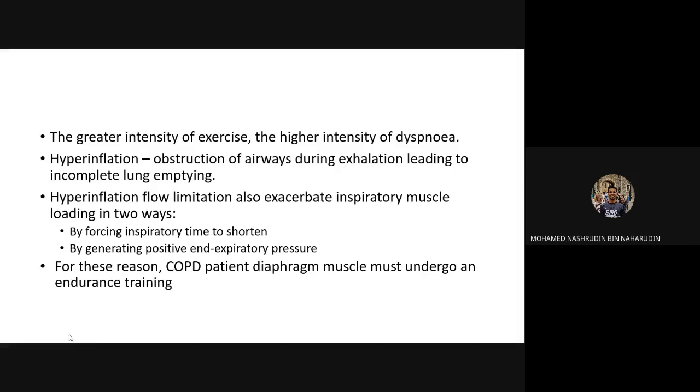So the greater the intensity of the exercise, the greater the intensity of dyspnea, meaning that the higher demand will lead to greater shortness of breath when you perform high intensity exercise. I'm sure you can understand this because of the oxygen debt. When you perform high intensity exercise, the percentage of oxygen debt is increased. Hence, with the condition of COPD, you will end up having more intense dyspnea.